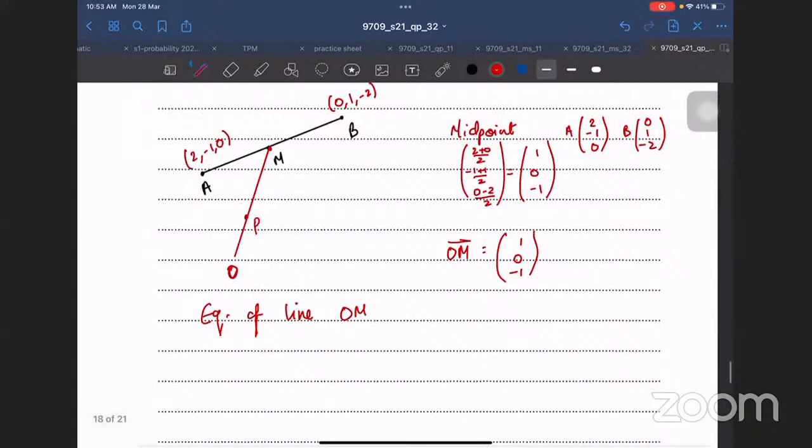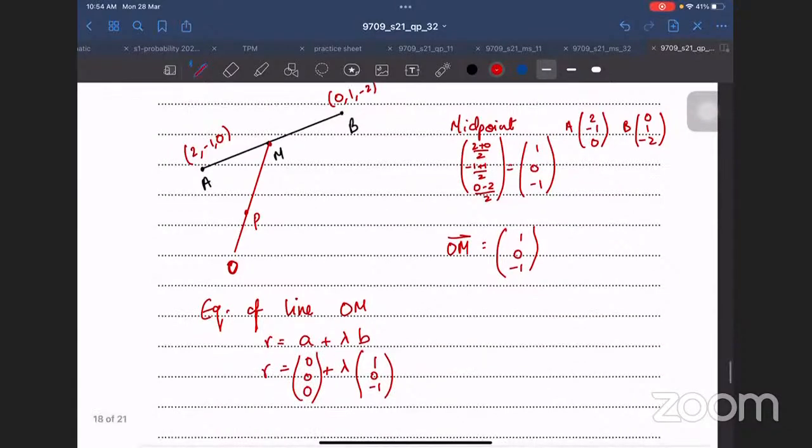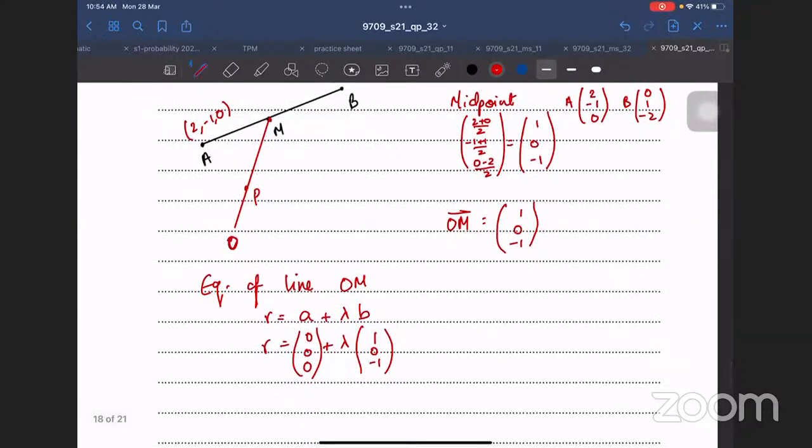Okay, अब equation of line OM, ये जरा गौर से देखना. इसका directional vector वही होगा जो OM है, 1 0 -1, और इसमें पॉइंट में क्या ले सकता हूँ मैं? 0 0 0 ले सकता हूँ. That makes the question easier, right? I would also have taken 1 0 -1. It's the direction, literally.